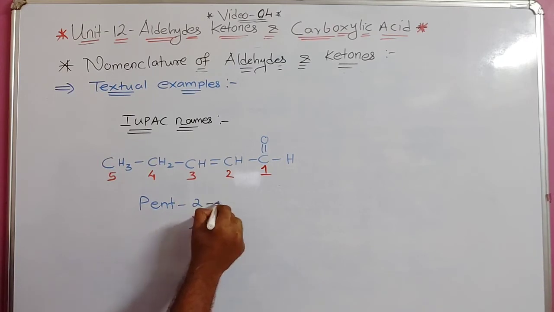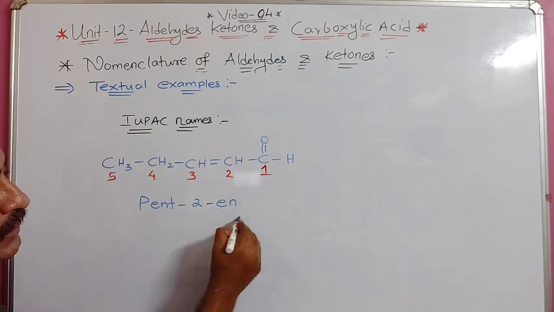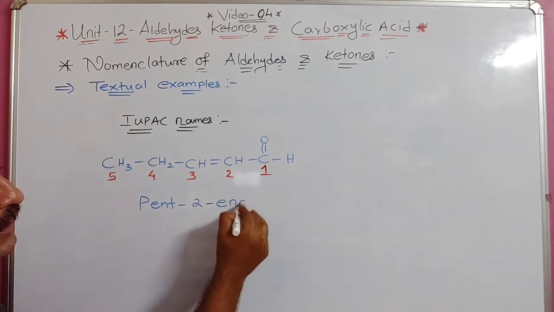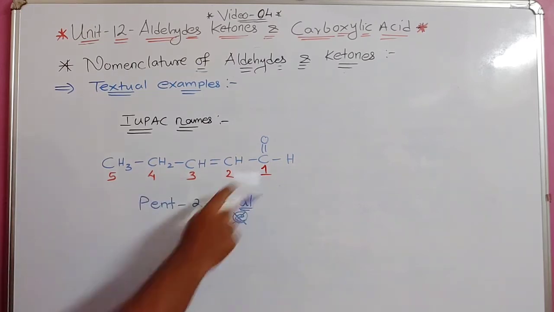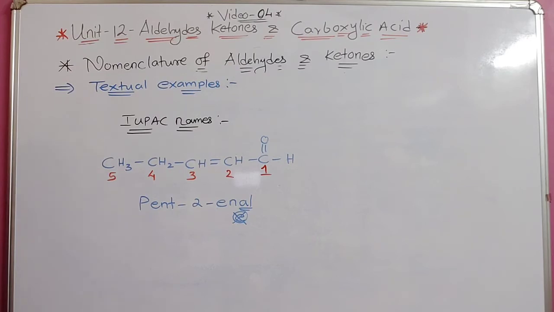So pent-2-en, E is removed and Al is added here. So pentenal, like this also you can do. Understood this part? This is the thing you have to remember, and you can write down these numbers also wherever we have written.